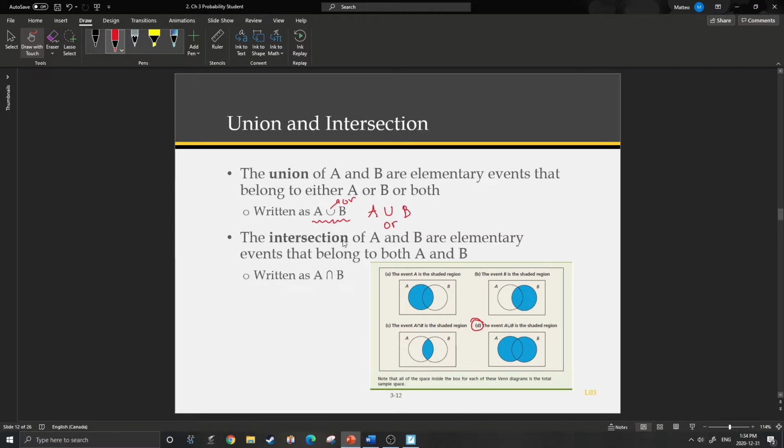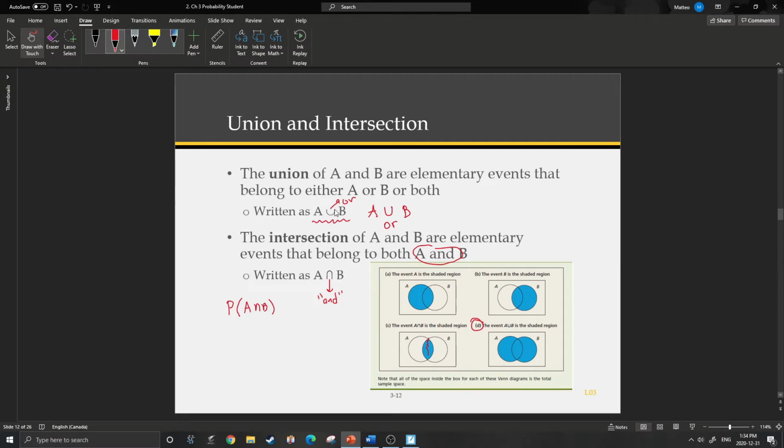So what's intersection? Well, intersection of A and B are also elementary events that belong to both A and B. See the difference? A and B versus either A or B or both. Intersection is written like this. It looks like an upside down U, and you can essentially think of this as meaning the word and. So when I see this, I say A and B. Well, this would be A and B, right? It would only be the overlap between those two events. So you might write probability of A and B, meaning that it's that overlap, like that.